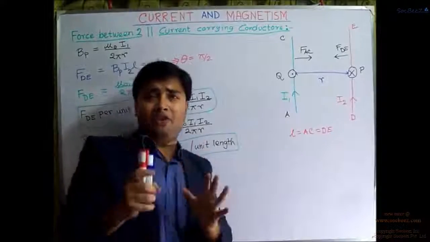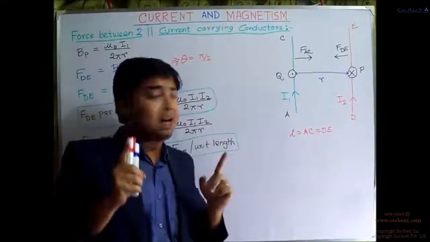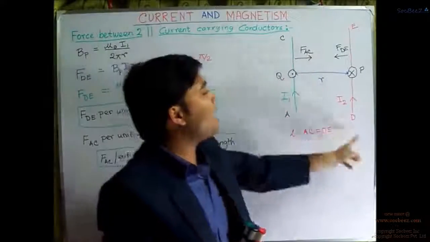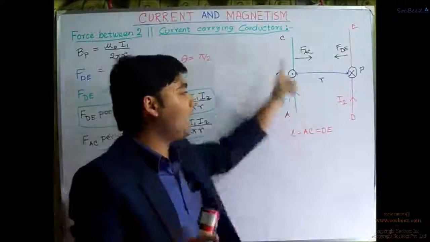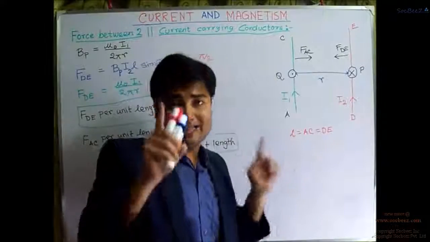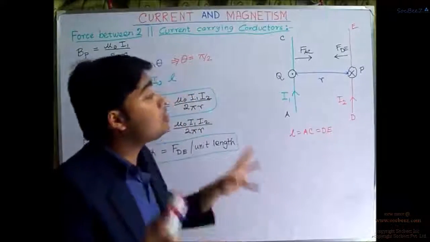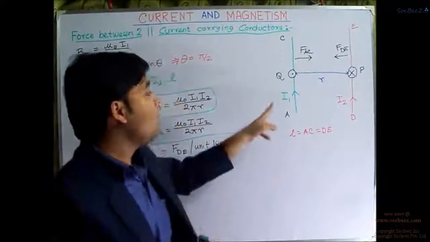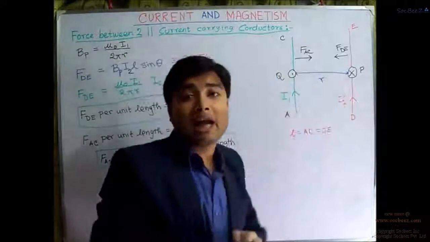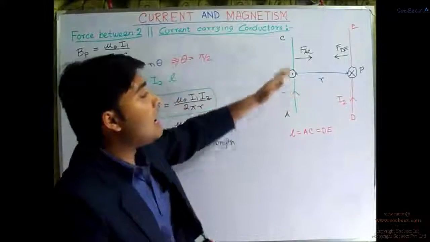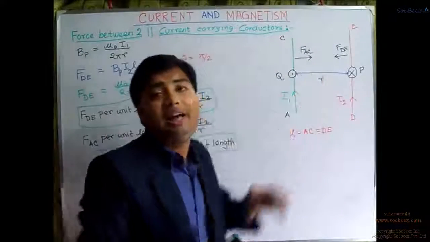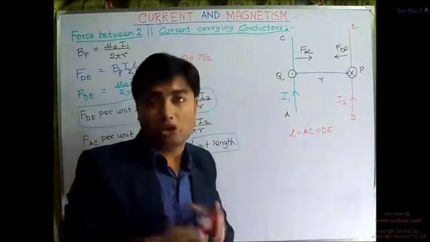So if ever we find that there are two parallel current carrying conductors such that the current is in the same direction, we could say that they are going to attract. Otherwise, if the currents are in the opposite direction, they are going to repel.